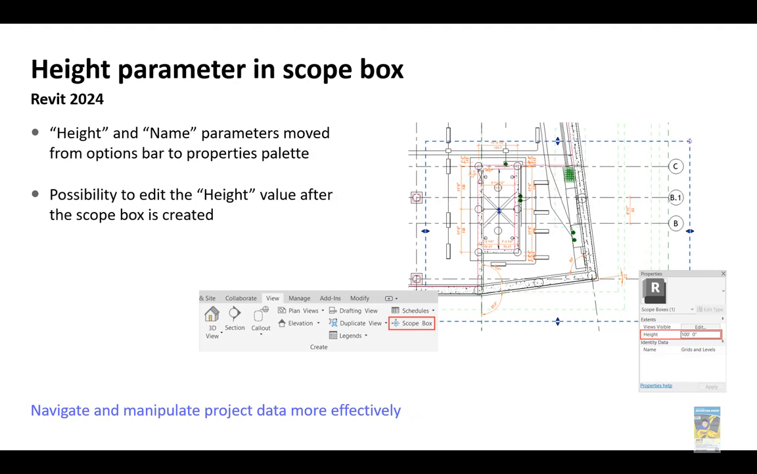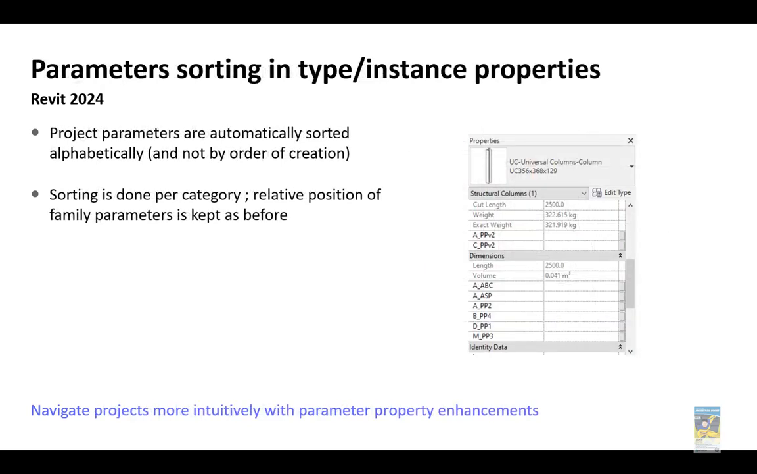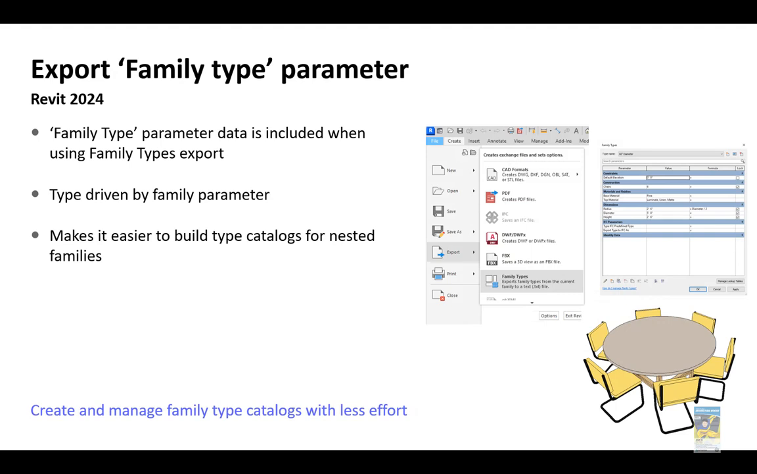The height parameter is now available in your scope box. For parameters, project parameters are automatically sorted alphabetically and not by order of creation. Family type parameter data is now included when using family type export.